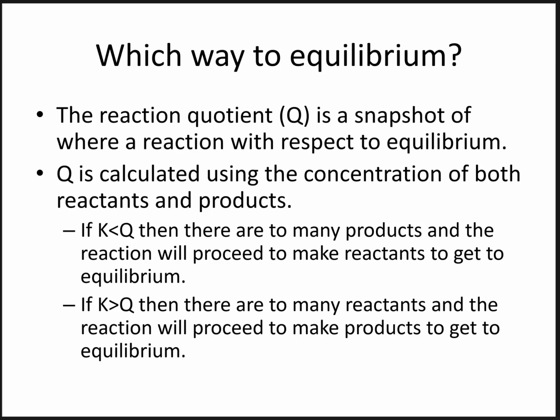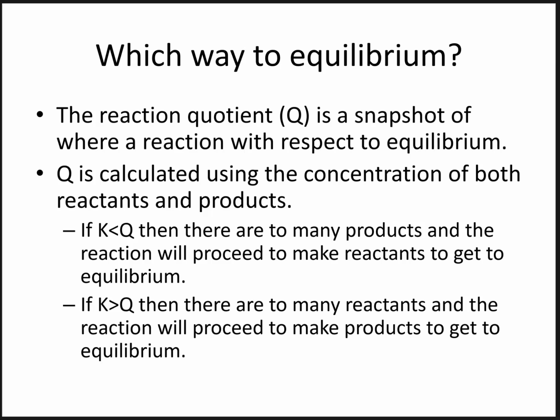non-equilibrium state, we have what's known as the reaction quotient, which is a snapshot of where the reaction conditions are with respect to equilibrium. The reaction quotient Q is calculated using the concentrations of both reactants and products at any given instant during the course of the reaction. And we can use the reaction quotient to predict which way a reaction will go to get to equilibrium.